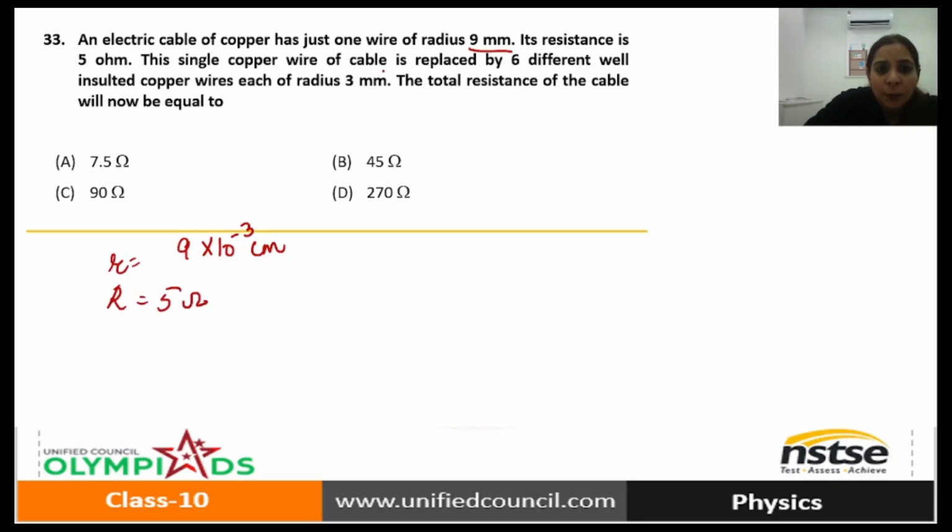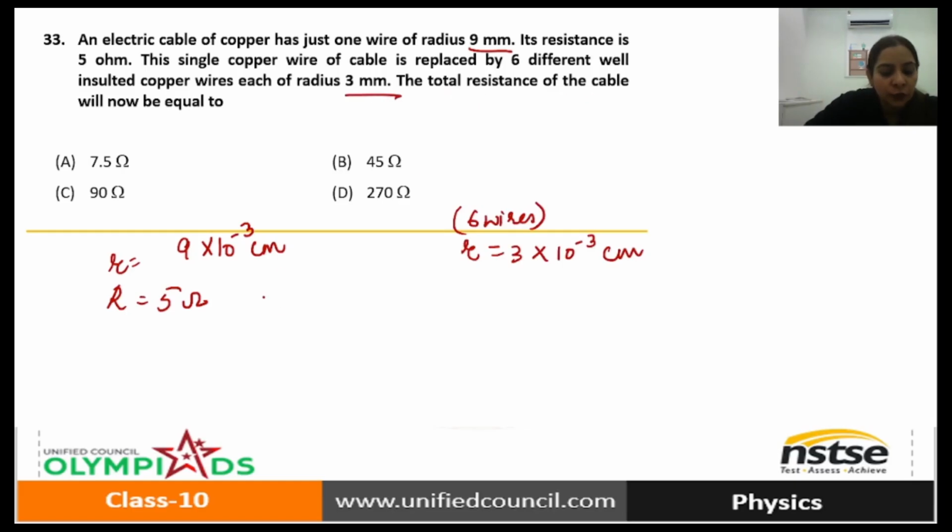So this single copper wire of the cable is replaced by 6 different well insulated copper wires. The number of wires is 6, and their radius is 3 mm, that means 3 into 10 raised to power minus 3 centimeters. So the total resistance we need to find out.